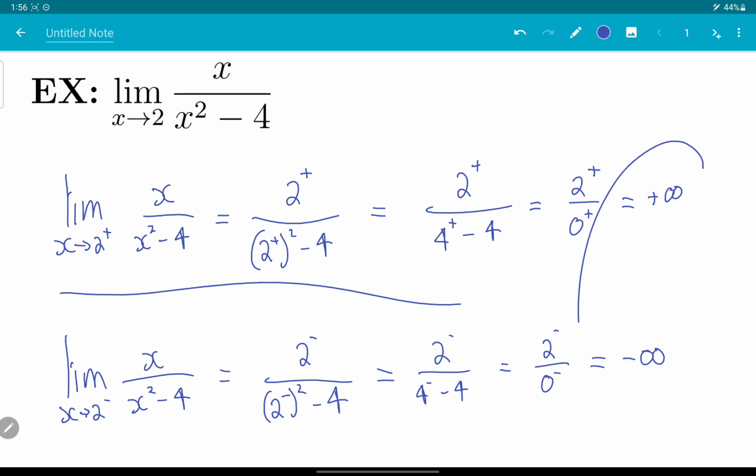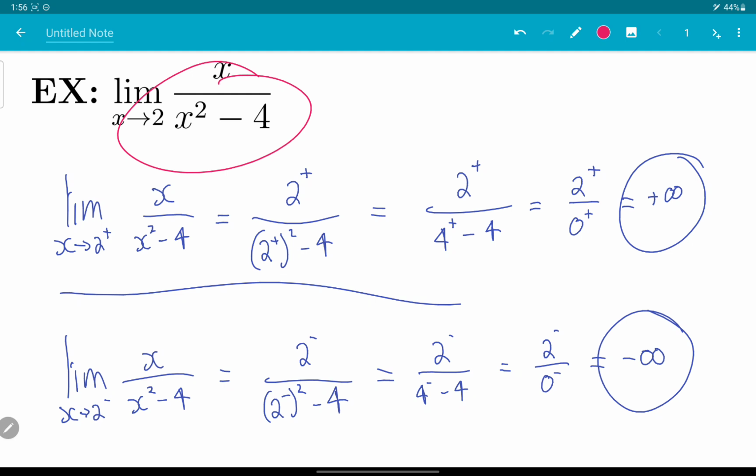Okay, what do we find? These two things do not agree. The right-hand limit does not equal the left-hand limit. So my overall limit up here does not exist.